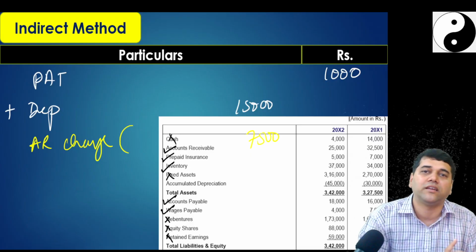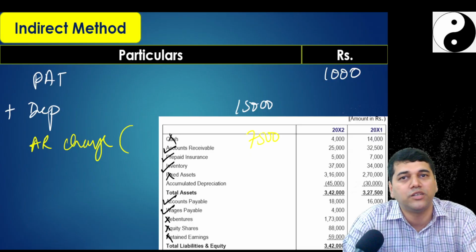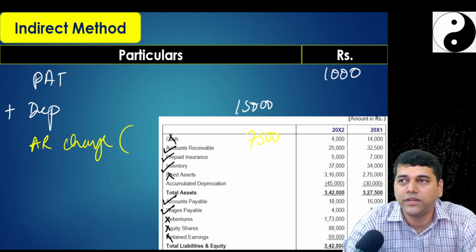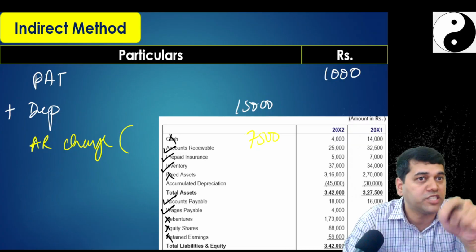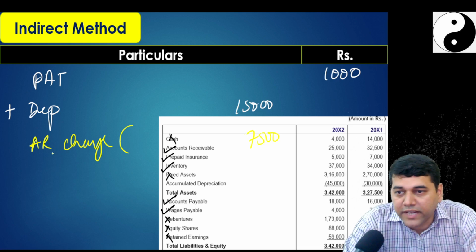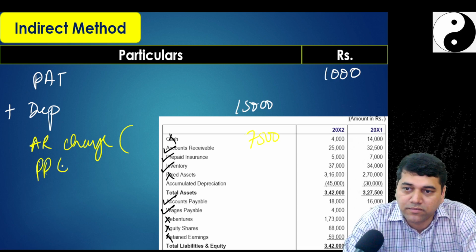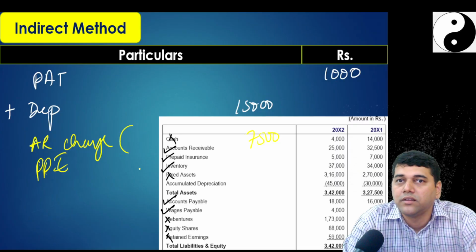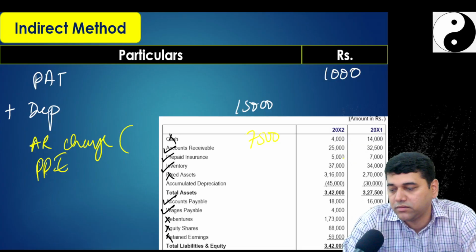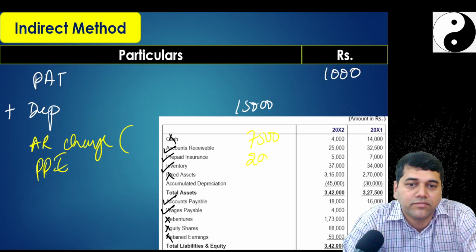Look into the second line. Clean. Why do you want to get into what happened to the debtor, where it came from? Do it very quickly, but know the logic behind it. Now I will go to the second one, prepaid insurance. Should I add or deduct the difference between the opening and the closing? Add it.